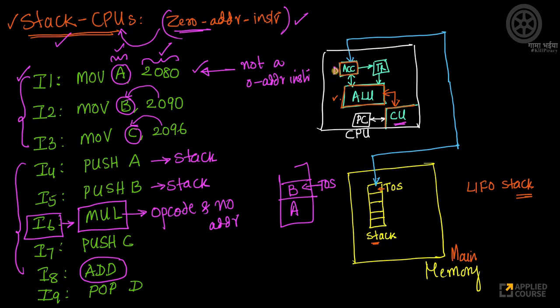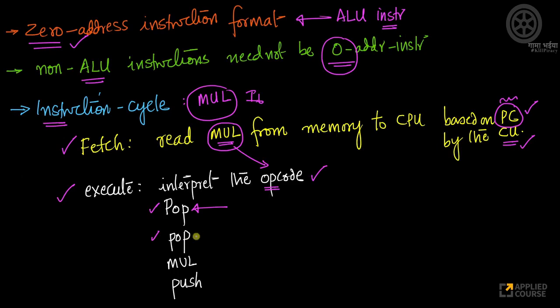B is stored here. B is stored in the accumulator. Okay, let me erase this and write it properly. So B is stored in the accumulator. Now again, the next operation is pop.